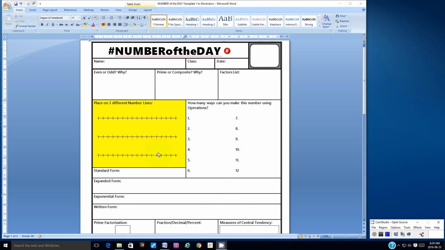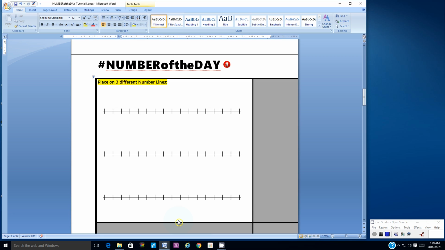So in this video tutorial, we're going to work on this section, placing our numbers on 3 different number lines. All right, let's begin. So you might be asking, why are there 3 number lines? We're going to get to that.